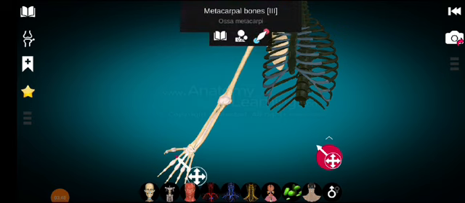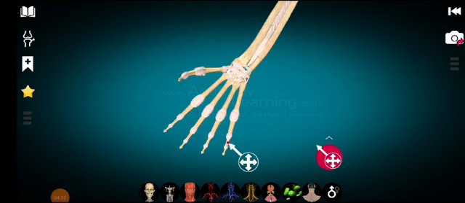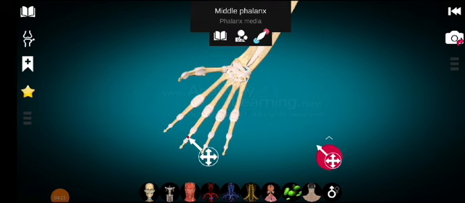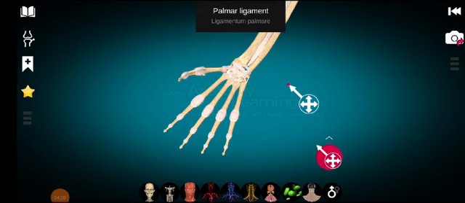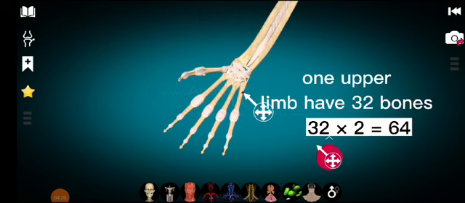see over here, 5 bones in the proximal phalanx, the 8 bones in the intermediate phalanx, you can see over here, these are the intermediate phalanx, while there are 10 bones in the distal phalanx. So multiply these bones by 2, as you know that there are 2 upper limbs in the human body. So multiplying these bones by 2, it will become 64.